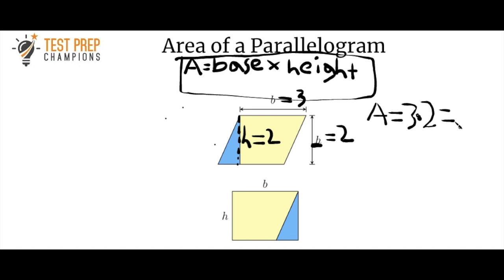There's different ways to write it. I want to mix it up here a little bit to show you guys different ways that they might write it on the test or in your practice problems and in your workbooks. So 3 times 2 is equal to 6. So the area in this case would be 6.